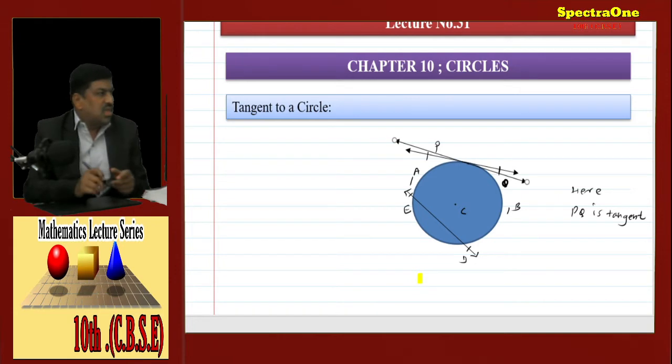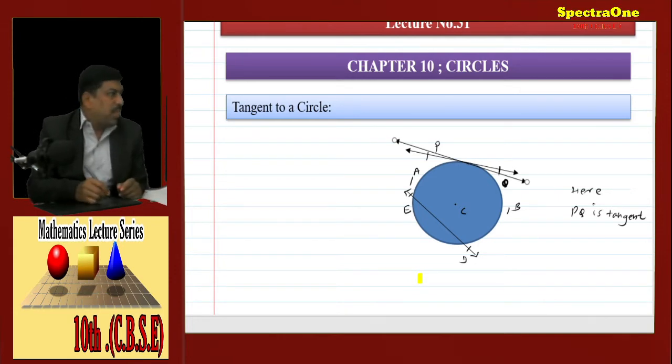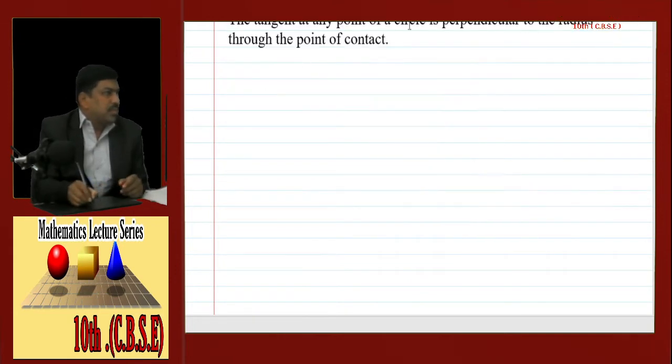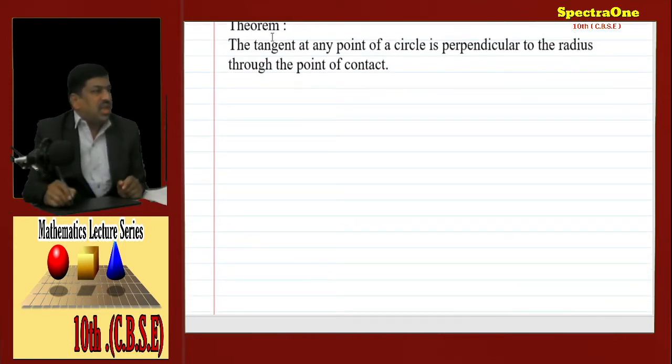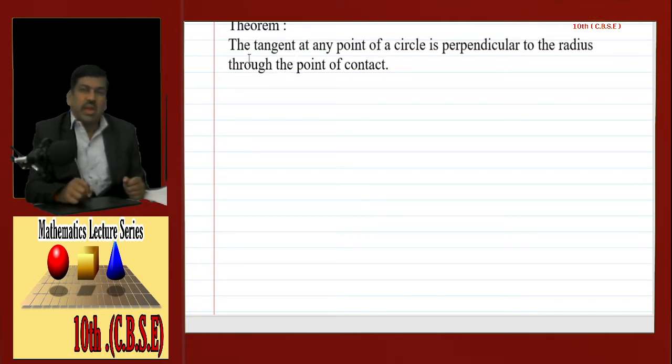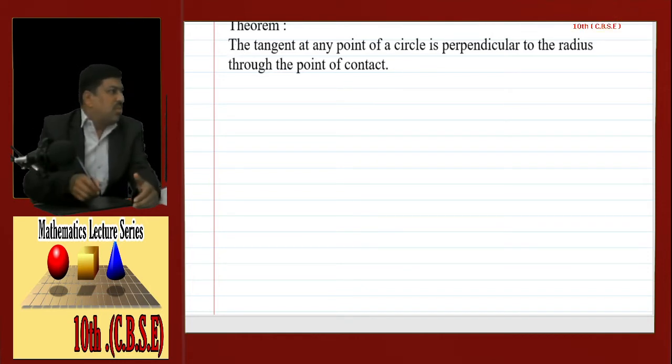Now let us see an important theorem. What is the theorem? See here. The tangent at any point of a circle is perpendicular to the radius through the point of contact. That is very important. The tangent at any point of a circle is perpendicular to the radius through the point of contact.